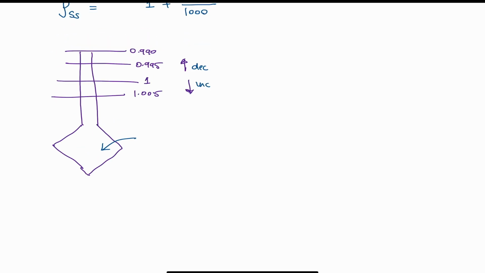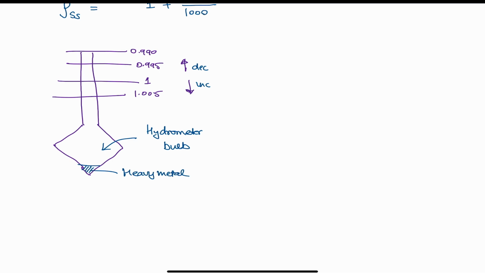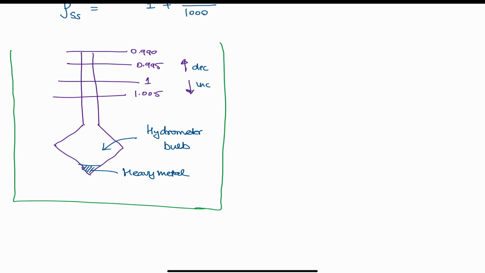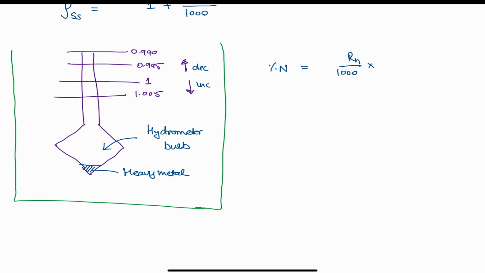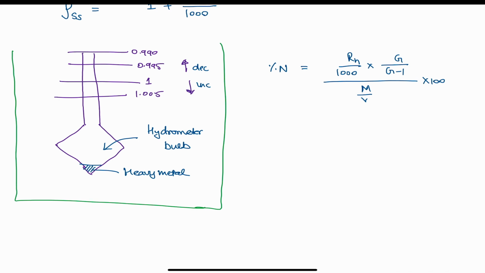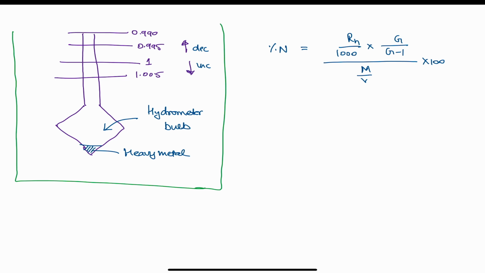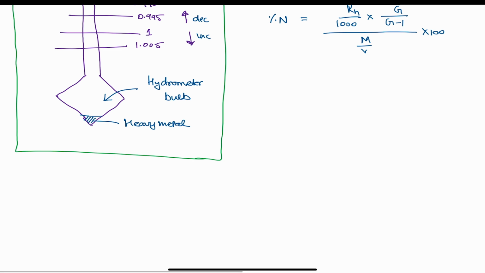And this is the hydrometer bulb. Okay, and here there is a heavy metal, and this is immersed in, say, liquid like this. And the formula for percentage finer is RH upon 1000 into G upon G minus 1, divided by M by V into 100, where G is the specific gravity of solids. So basically we'll try to derive this only.